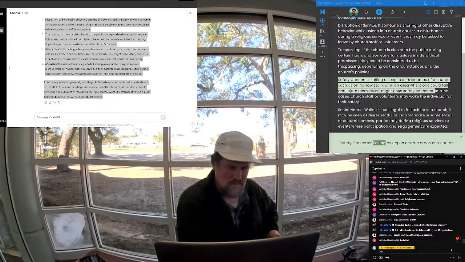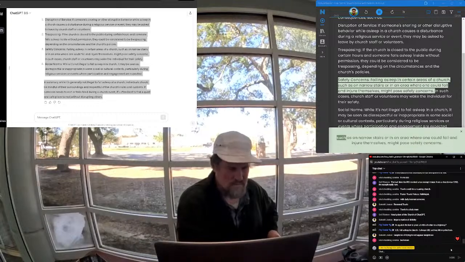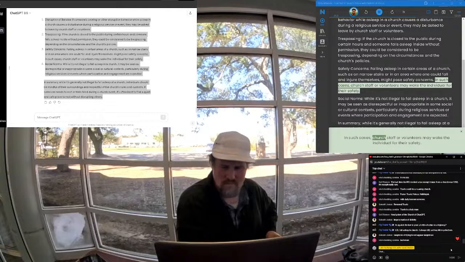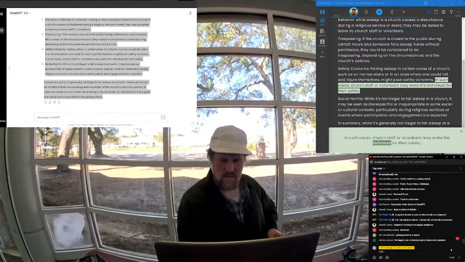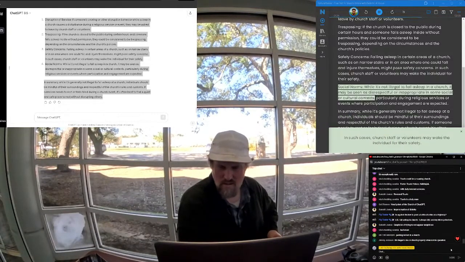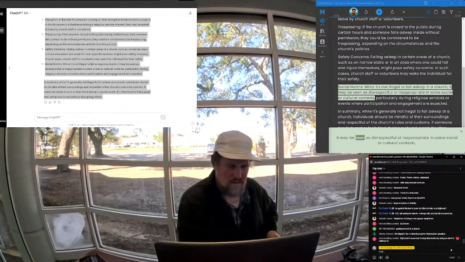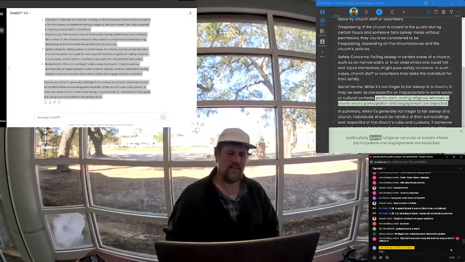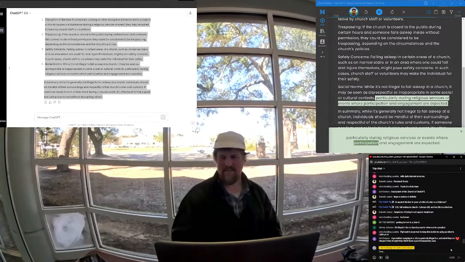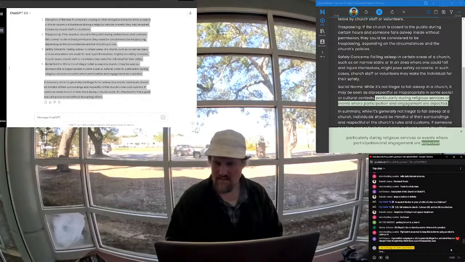Safety concerns. Falling asleep in certain areas of a church, such as on narrow stairs or in an area where one could fall and injure themselves, might pose safety concerns. In such cases, church staff or volunteers may wake the individual for their safety. Social norms. While it's not illegal to fall asleep in a church, it may be seen as disrespectful or inappropriate in some social or cultural contexts, particularly during religious services or events where participation and engagement are expected.